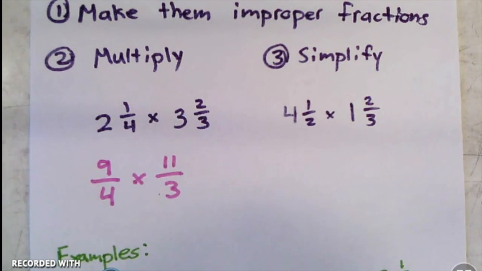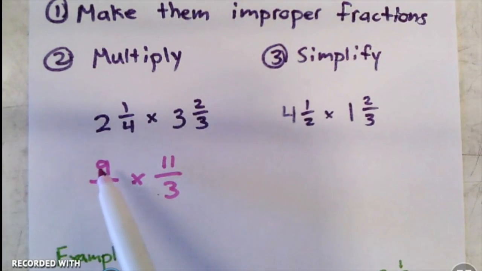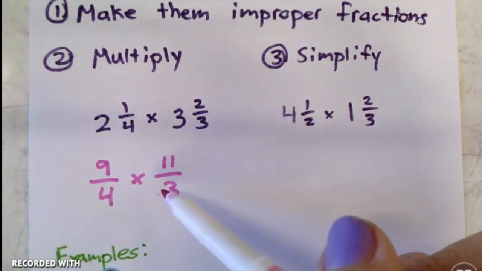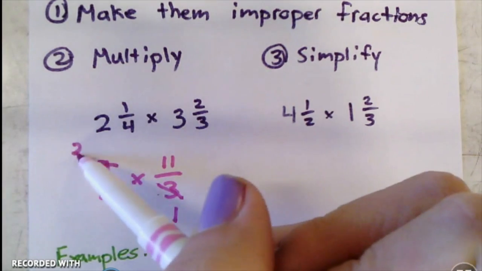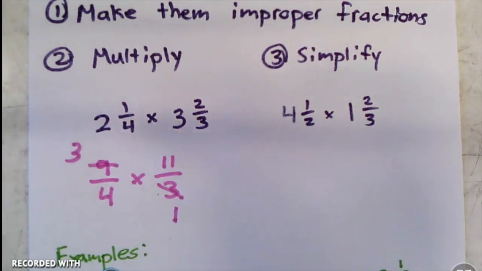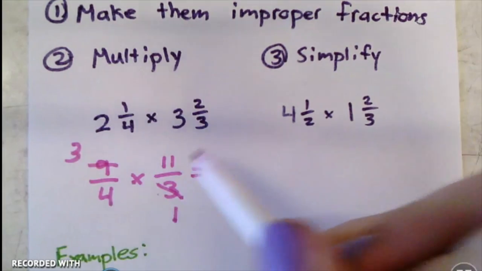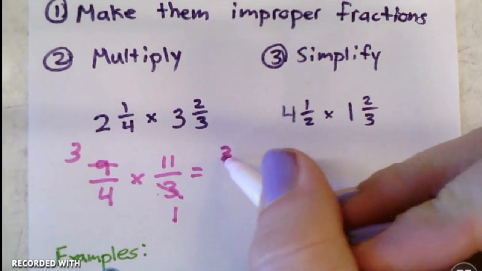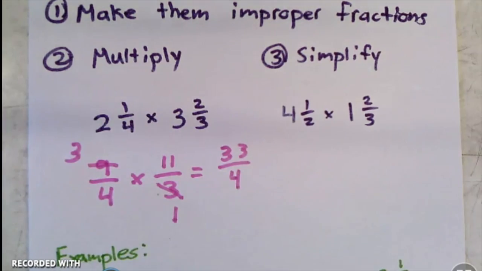Now I'm going to simplify before we multiply, as you know. So 4 and 11 have no factors in common. 11 is prime, but 9 and 3 sure do. 3 goes into 3 once. 3 goes into 9 3 times. And now I'm going to do multiplying across. 3 times 11 is 33. 4 times 1 is 4.